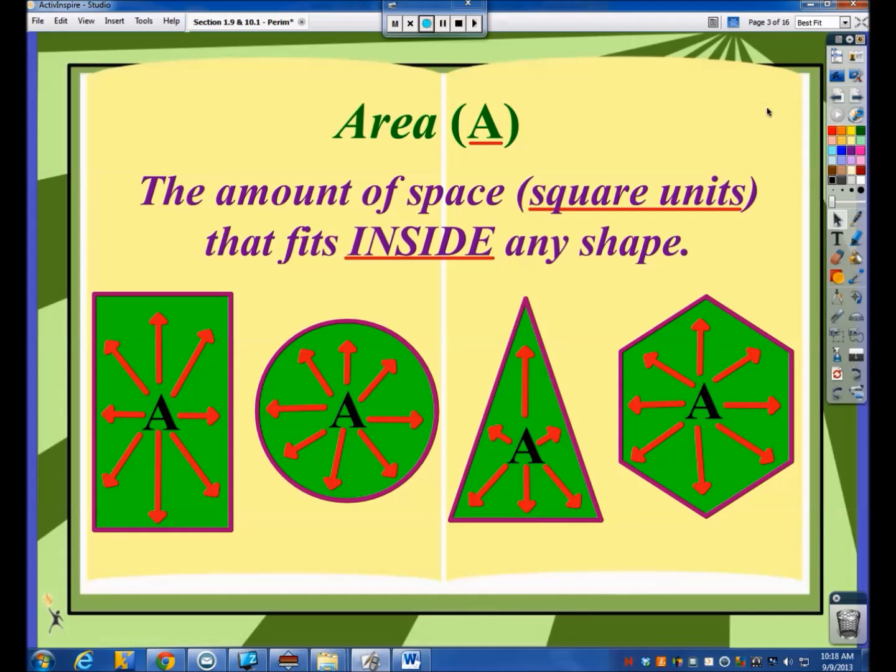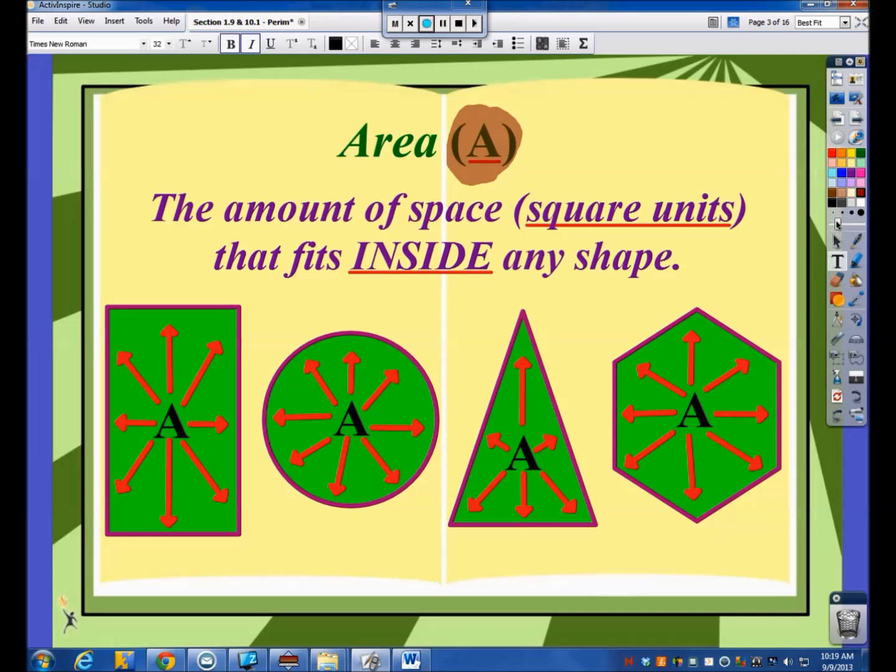An area is the amount of space in square units, whether it's square inches, square centimeters, square miles, whatever the unit may be, that fits inside any shape. Now, this doesn't have to be just polygons. So notice I did include a picture of a circle here. We can talk about area, and we designate area with a capital A. Surprise, surprise.